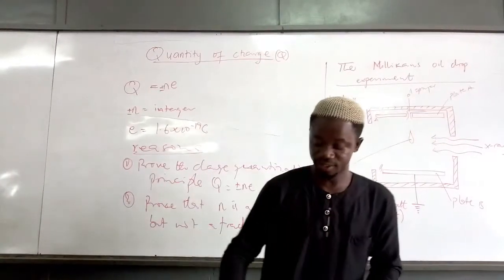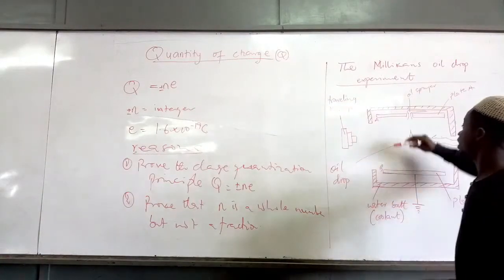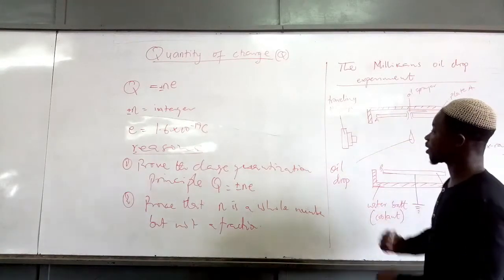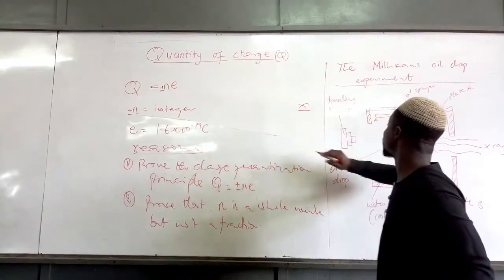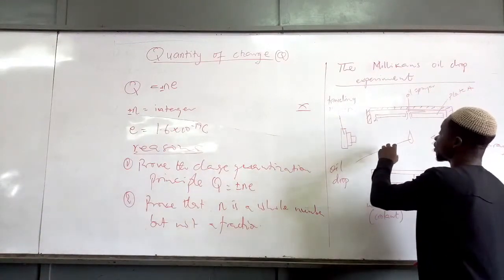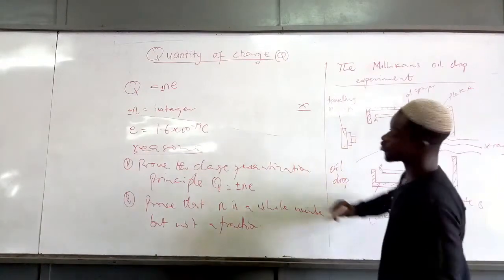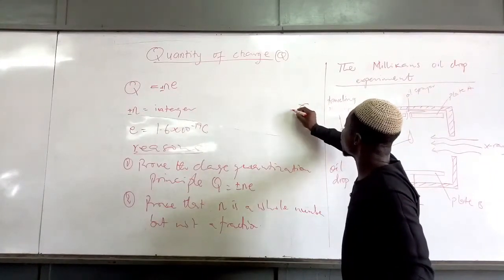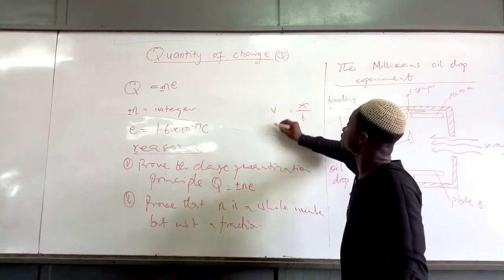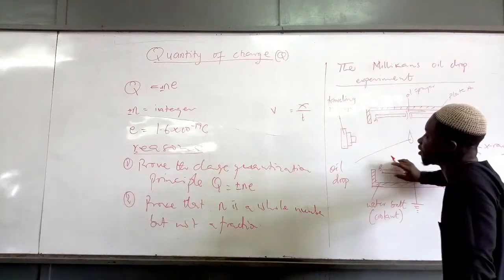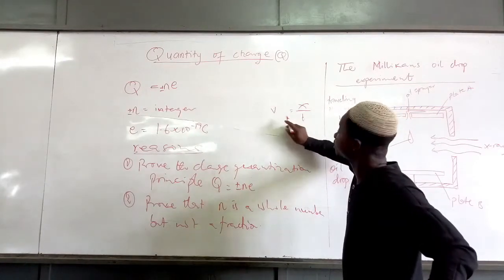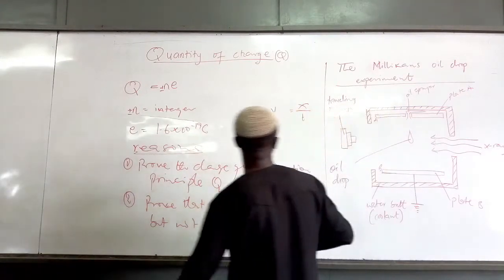So what he did was that, in the experimental setup, he measured the distance between the two plates. Let's call that distance x. And the traveling microscope has a timer that determines the time it takes the oil drop to fall from plate A to plate B. So when we divide the distance by the time, that will give us the linear velocity. That will give us the speed with which the oil drop travels from plate A to plate B. That speed is taken as the terminal velocity.